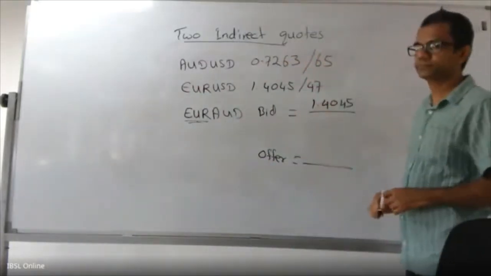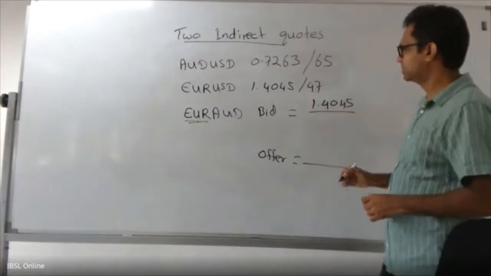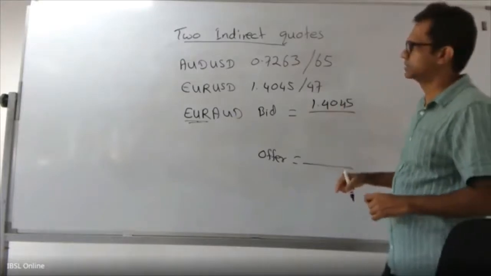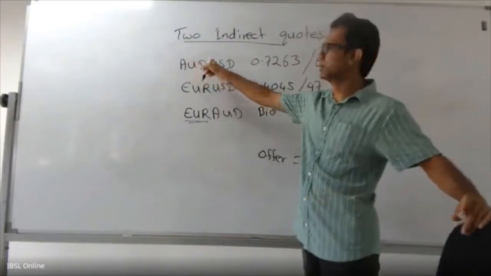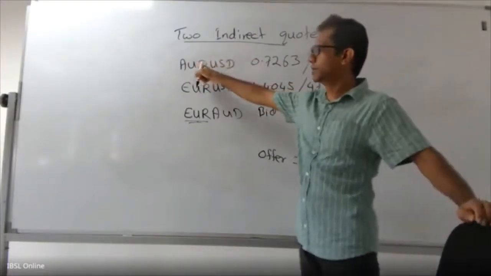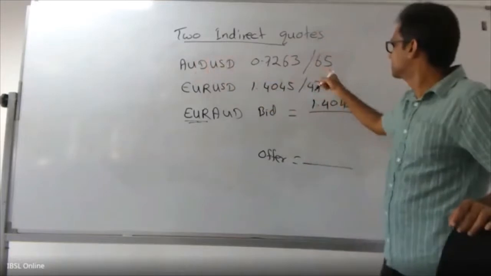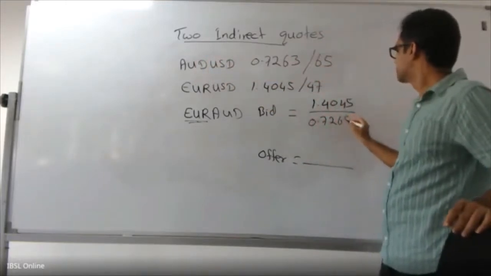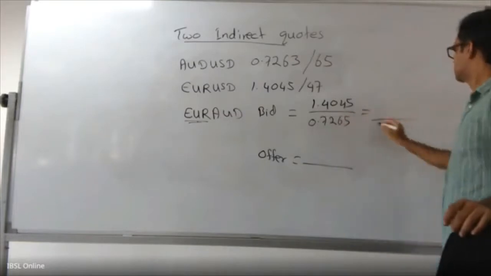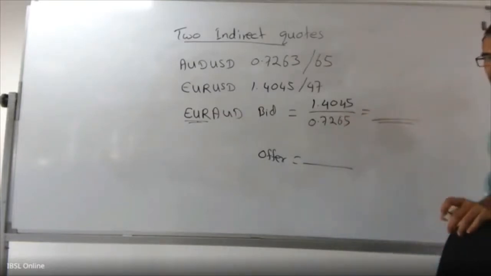1.4045, and divide by the offer of the counter currency. The counter currency is the Australian dollar. The offer of the Australian dollar exchange rate is 0.7265. So this is the bid for euro Aussie.